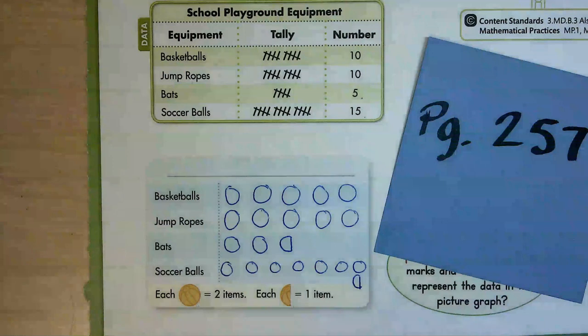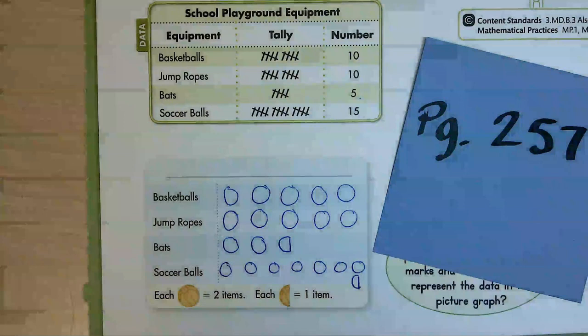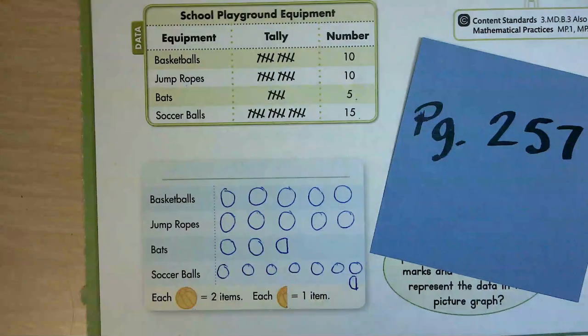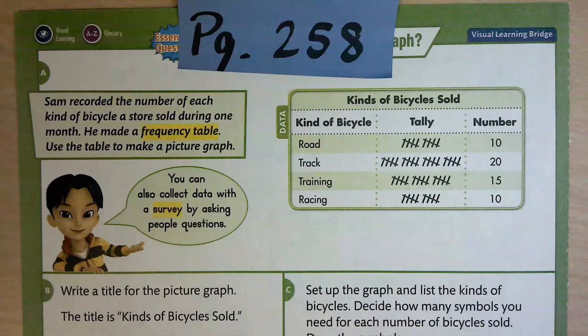So that's how we can make our picture graph. We're going to turn to the next page and keep on working on this because this is what we're going to look at, and then we'll answer some questions about these different ones. So turn with me to page 258.